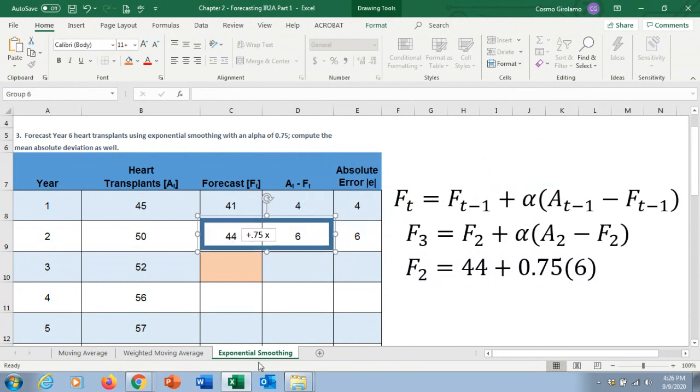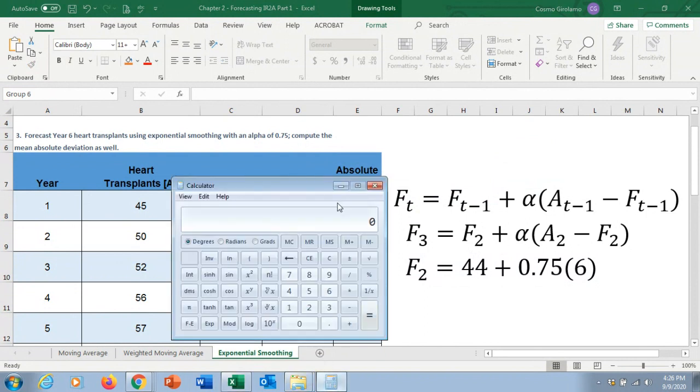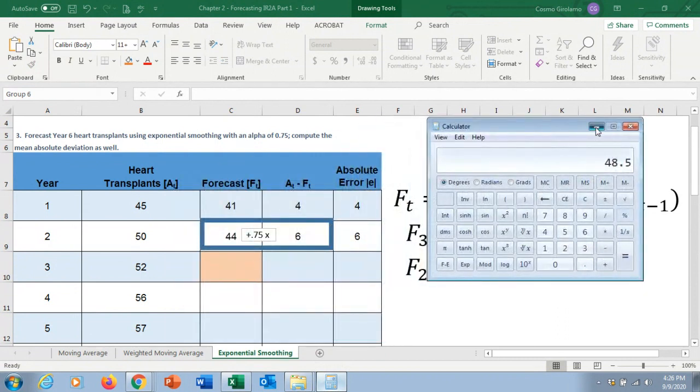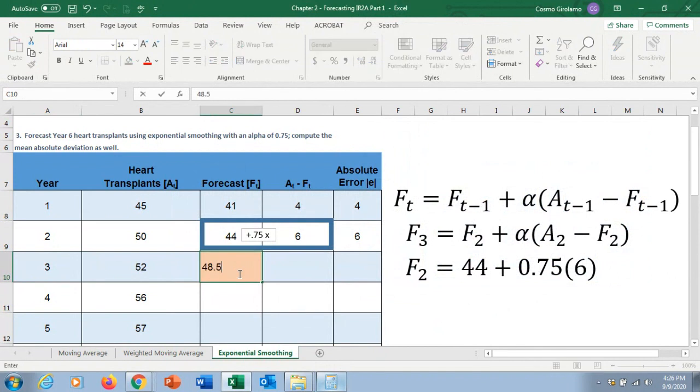Now I'll leave that up here for you. On the calculator, I get 44 plus 0.75 multiplied by 6, 48.5. F3 ends up being 48.5. A3 minus F3, so that's 52 minus 48.5. That should be 3.5. Again, it's positive, so I'm going to keep 3.5.